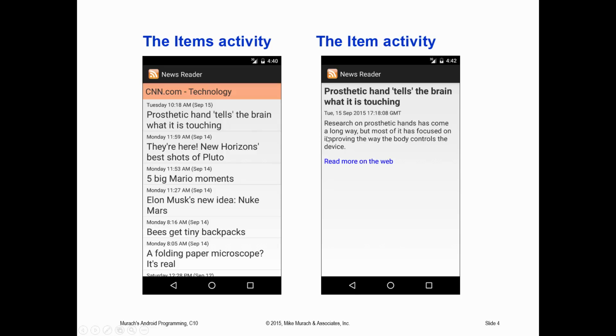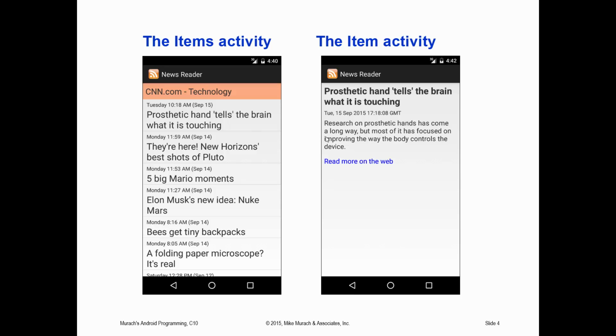All right, so this is what we work on in the chapter. We're going to create this newsreader app that downloads news items from the web and displays them so you can read them. To be able to create an app like this, we need to learn several things, including how to work with threads, how to work with files, how to work with adapters, and how to work with intents.